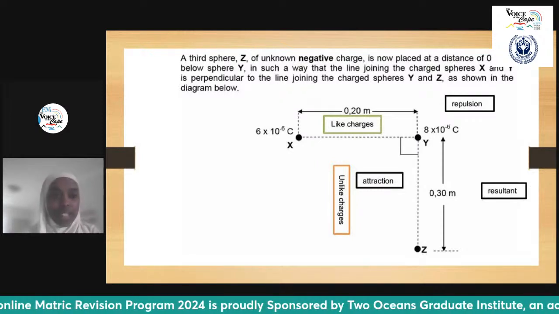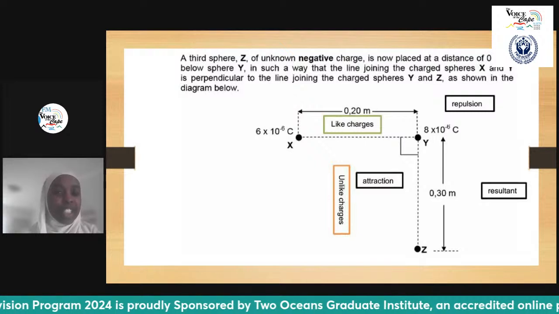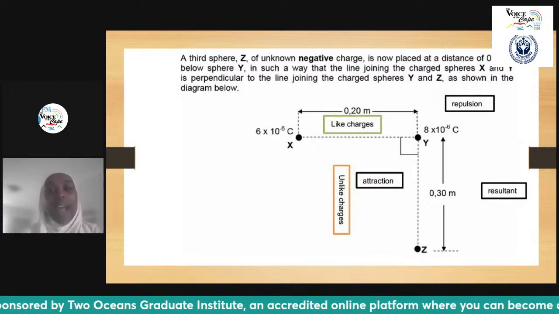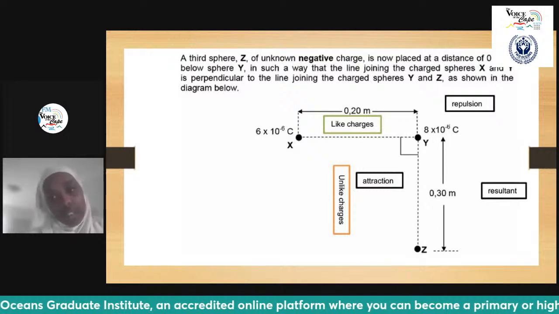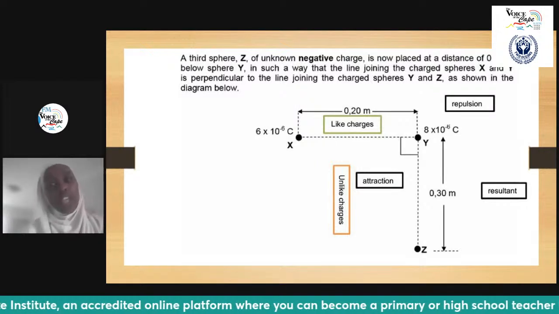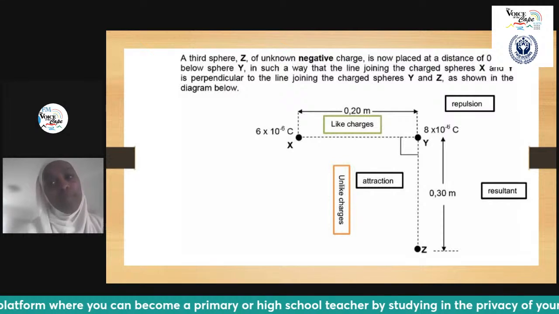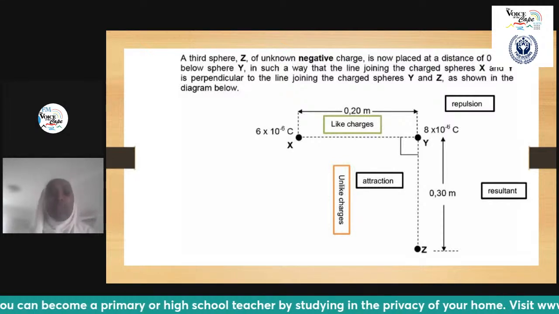So they are basically repelling each other. And then spheres Y and Z are unlike charges, so they are going to be attracted towards each other. One is positive and the other one is negative. Now let's look at the questions.